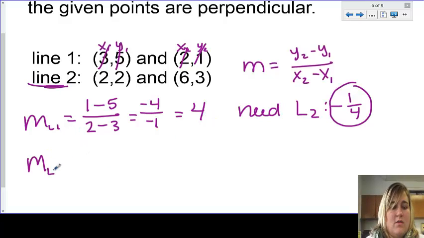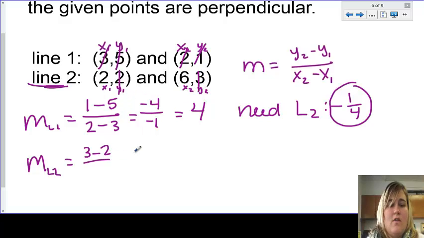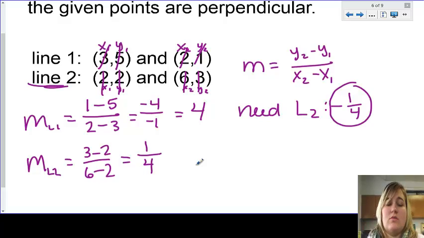So the slope of line 2 is equal to, I'm going to label these also, x sub 1, y sub 1, x sub 2, y sub 2. So y sub 2 is 3, minus y sub 1, which is 2, over x sub 2, which is 6, minus x sub 1, which is 2. So I have 3 minus 2 is 1, 6 minus 2 is 4. I want you, in your notes, to write whether or not these two lines are perpendicular. You figure that out.